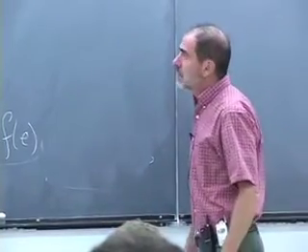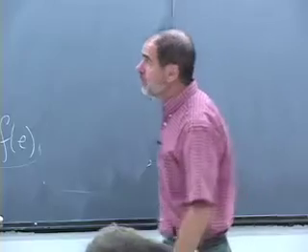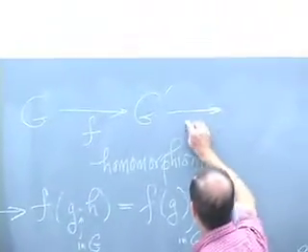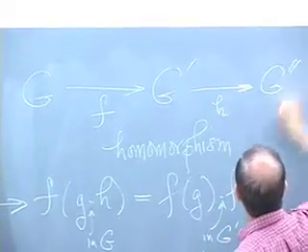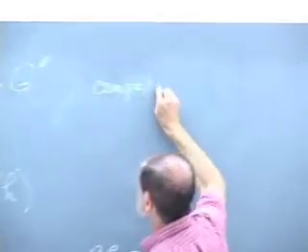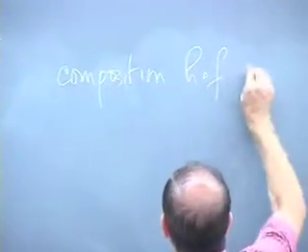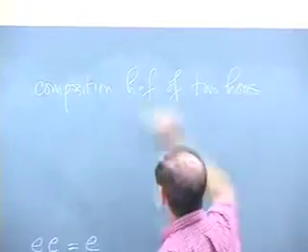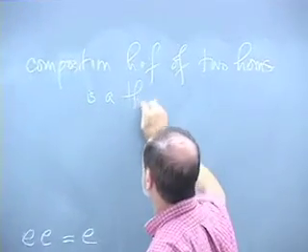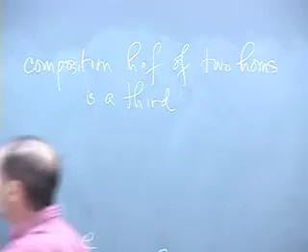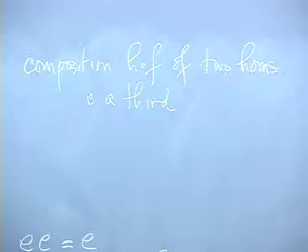Now, some important things about homomorphisms is that if we have another homomorphism to G double prime, the composition h of f of two homomorphisms is a third. And we're going to see that a lot today, that when we compose two, because if you have this property for f and you have this property for h, you'll see that you have this property for the composition of two.